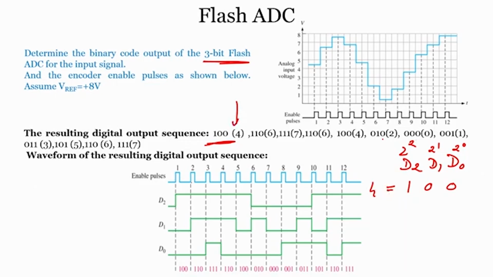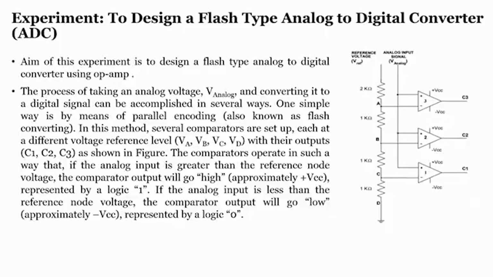Now we have the second pulse. So when you have the first pulse, only D2 should be on, D1 should be 0. The second pulse is 1 1 0, that means D2 and D1 should be on, which is right over here, and D0 should be 0. The third pulse is 1 1 1. So, all three signals should be high. The fourth pulse is 1 1 0. So, it will be 1 here, 1 here and 0 here. It is very easy to draw the waveforms of the resulting digital output sequence.